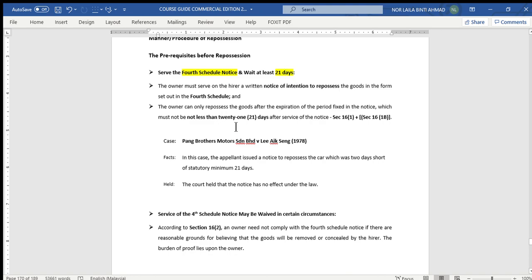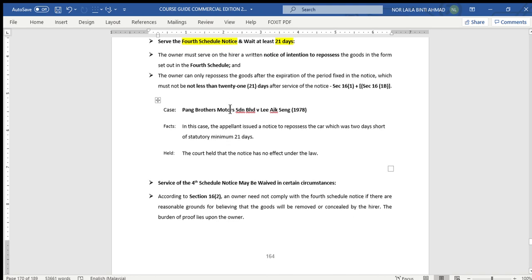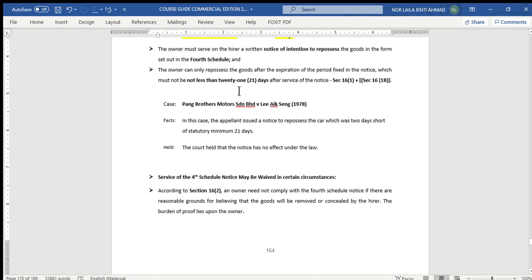Maksudnya hari ke-22, then the owner can start to repossess the goods. So it must be not less than 21 days, otherwise the notice is not valid. This is stated in the case of Pang Brothers Motors v Lee Ai Seng. In this case, the appellant issued a notice to repossess the car which was 2 days short of the statutory minimum of 21 days. The owner stated a period of 19 days to the hirer, so the notice has no effect because the minimum requirement is 21 days.